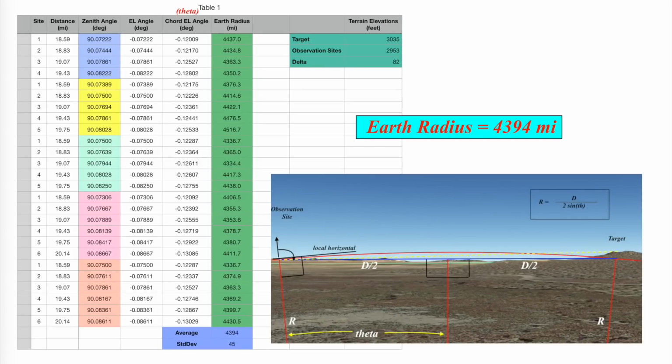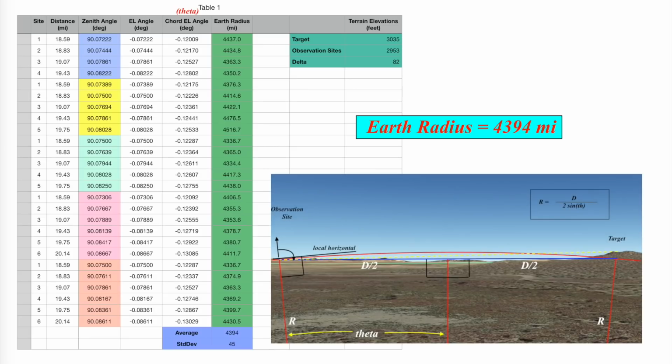Then we've measured the zenith angle. Now this angle here is the corrected one based on the forward and reverse observations and adjusting for the misalignment. Then I subtract 90 degrees to get the elevation angle, which is relative to the local horizontal. It's negative because it's below the horizontal. Now, to calculate the radius of the Earth, we need to get the elevation angle to the chord. That's the next column, the chord elevation angle.